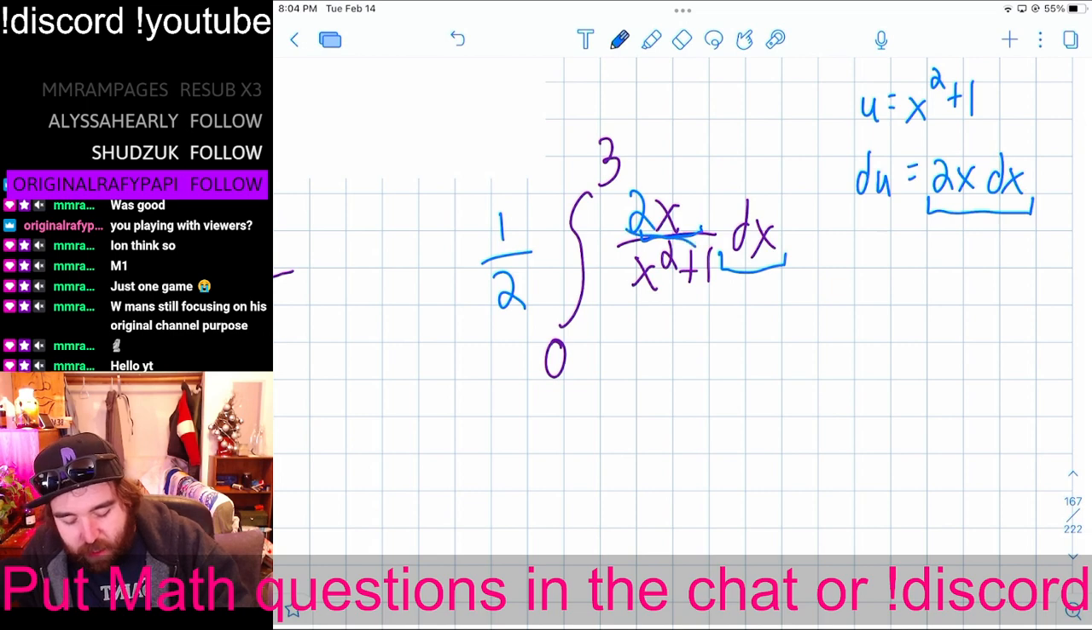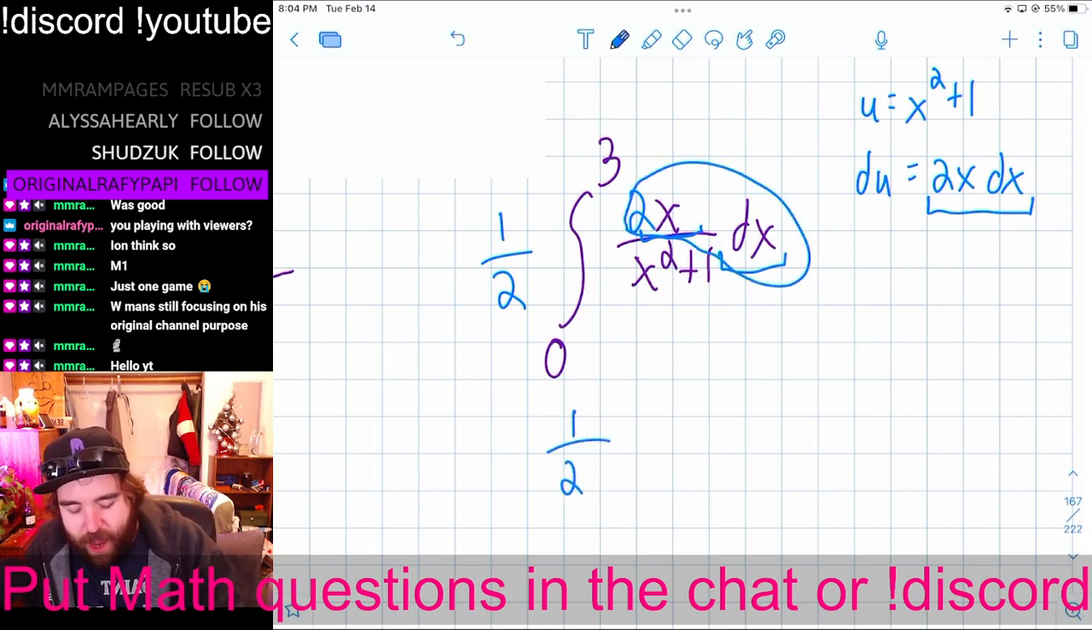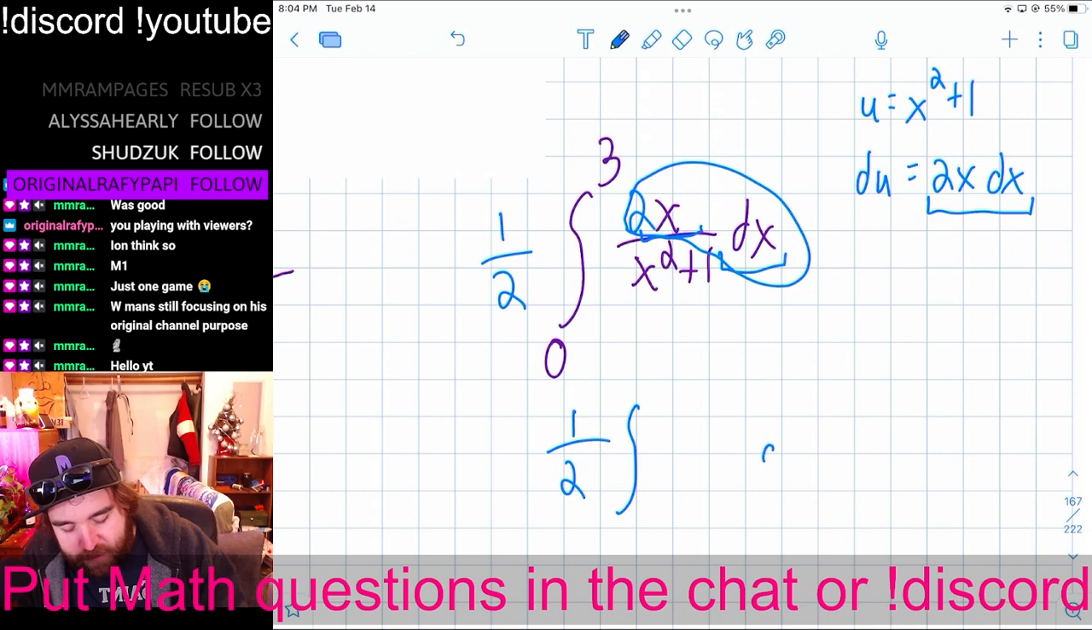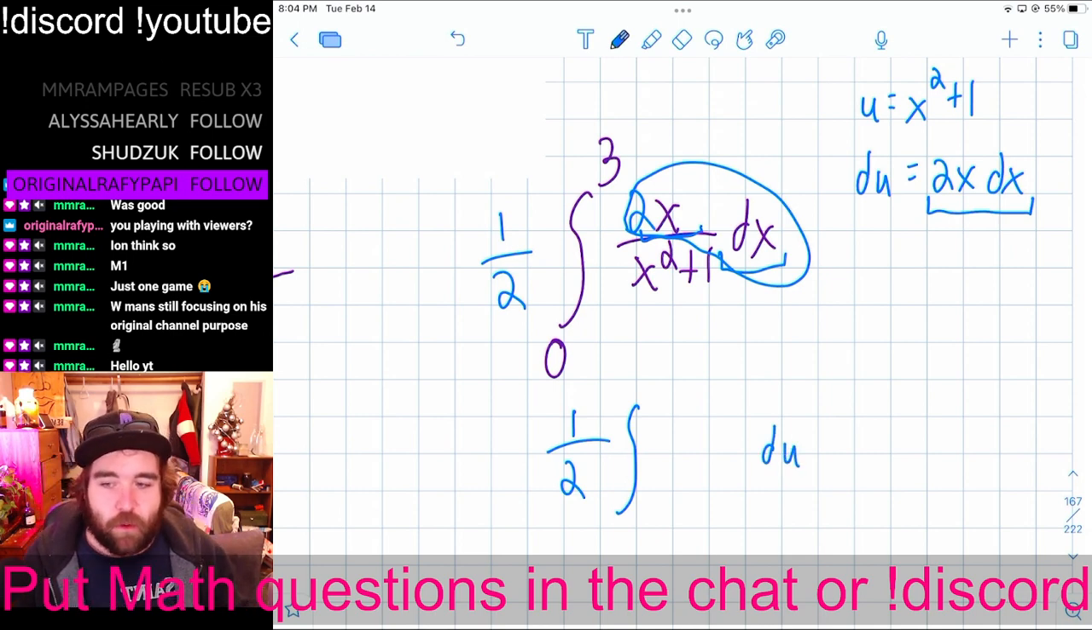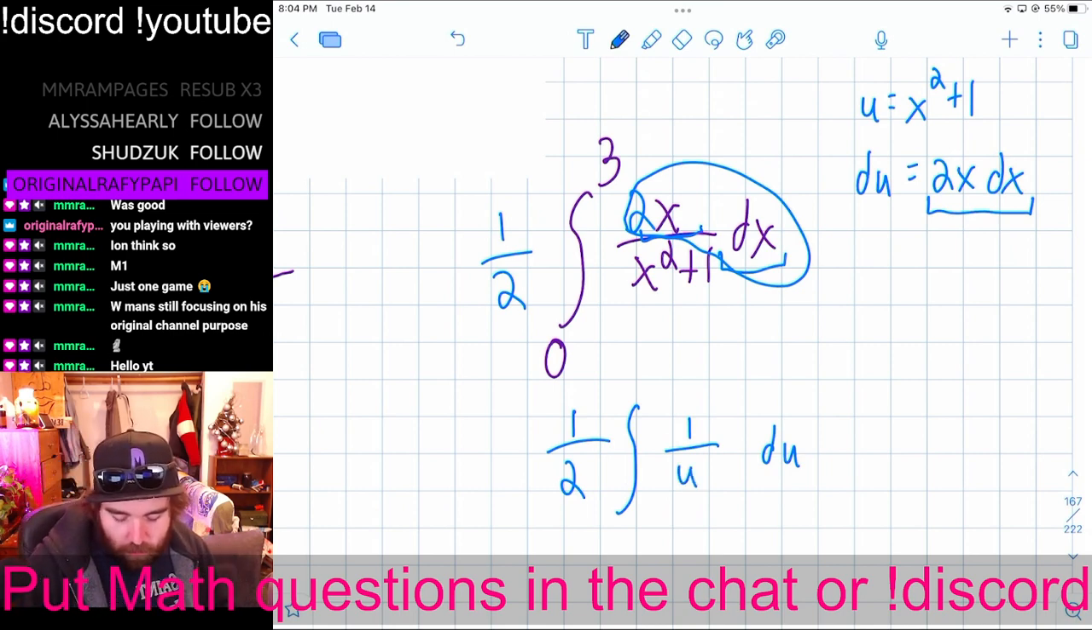Because then you say, here is our entire du. So we're going to have the 1/2 on the outside. We still have the integral. And then that entire circled thing is our du. And then we end up with 1 over u, because that's what we made the u into. And we would have got the same thing the last way we did it, because the x's would have canceled. But I think this is more proper.